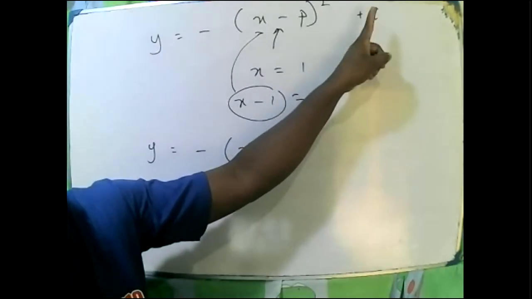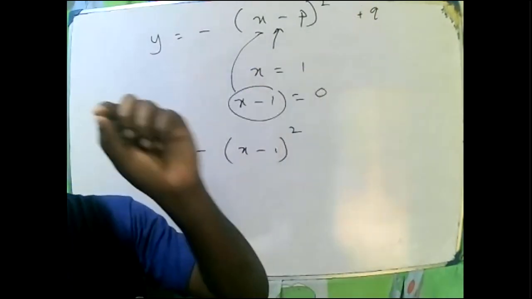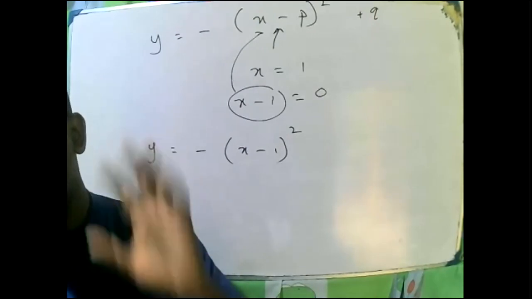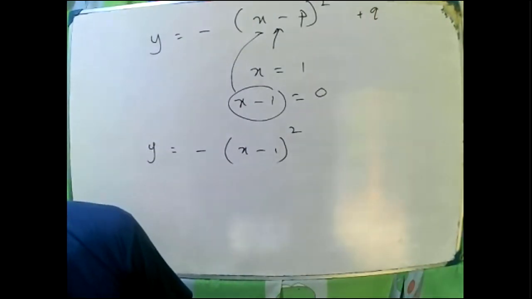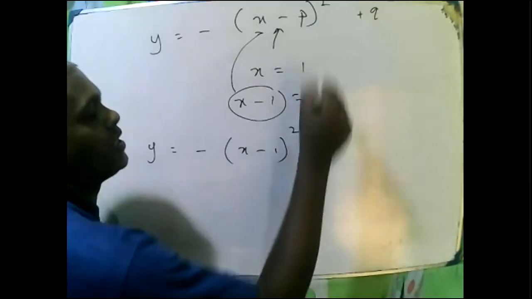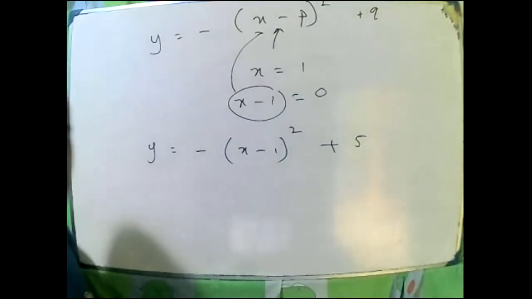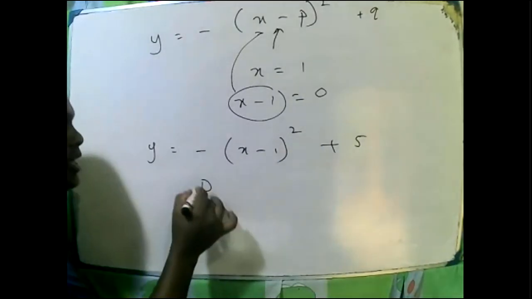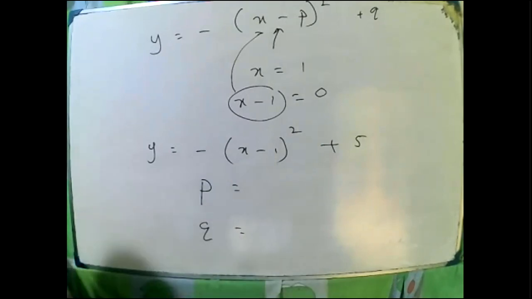Then here the value q means our minimum or maximum value, right? So now you can see in the graph we have a parabola with a maximum. That means here is the maximum value. You can see that is 5, positive 5. Now you can write here, this is positive 5, right? Now we can find p and also q, right?